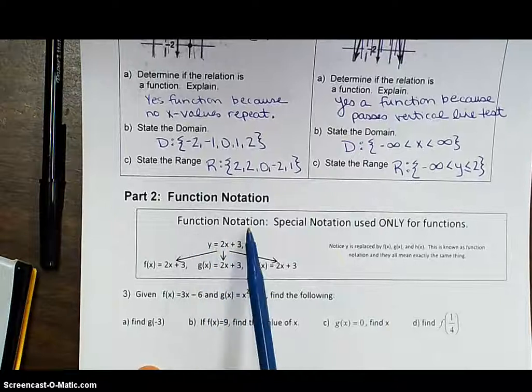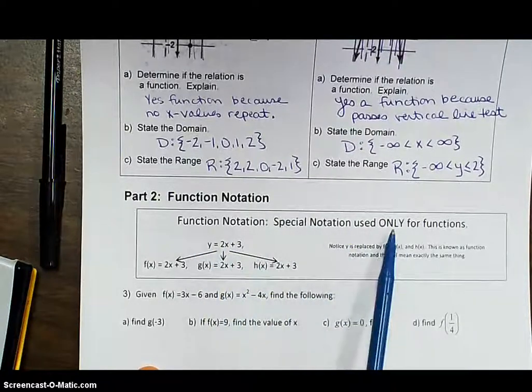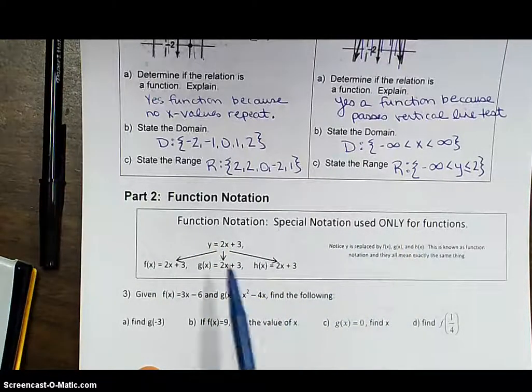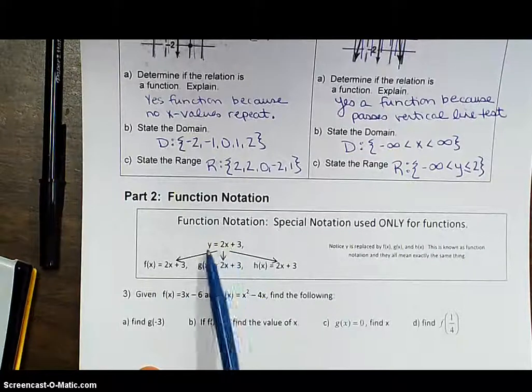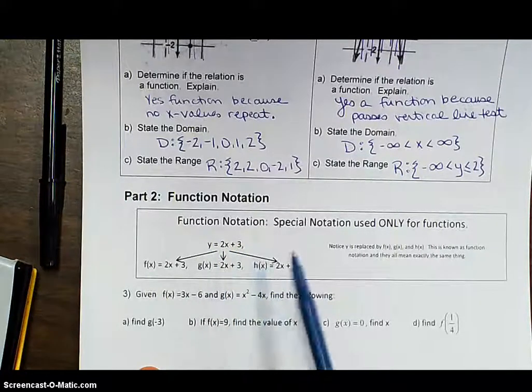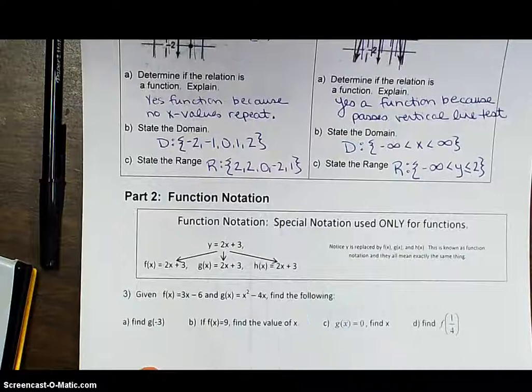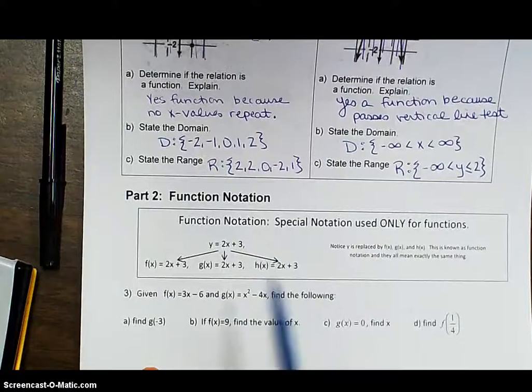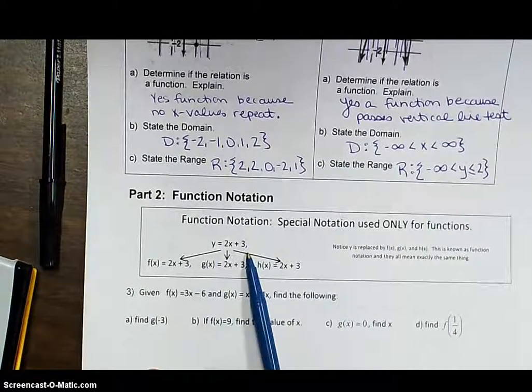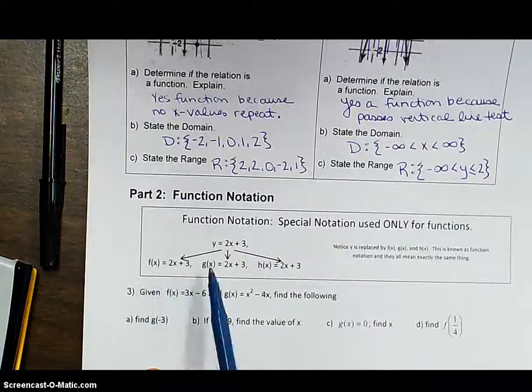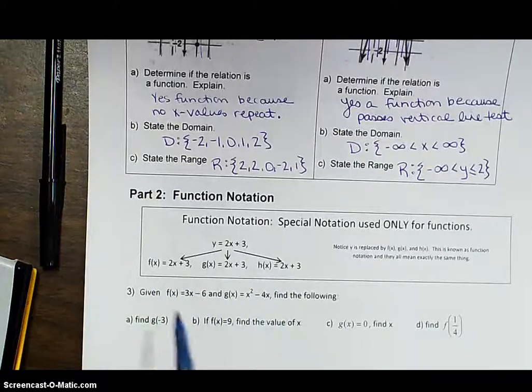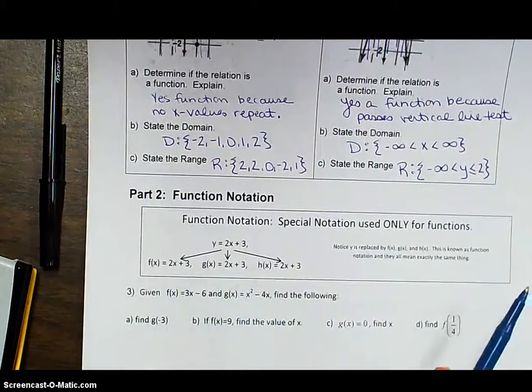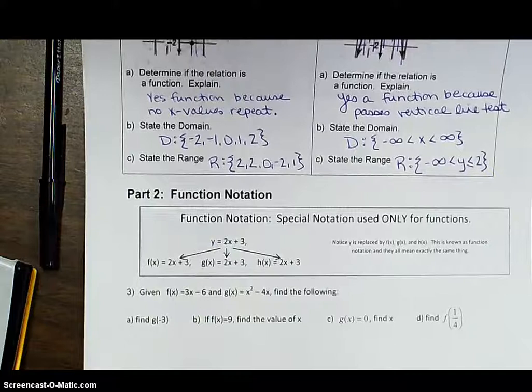So remember, function notation is a special notation used only for functions. So here we have an example, y equals 2x plus 3. We know that this is the equation of a line, and a line is a function because it passes the vertical line test. Now, instead of writing it as y equals, we could replace it and write f of x, g of x, or h of x in its place. So let's go ahead and practice.